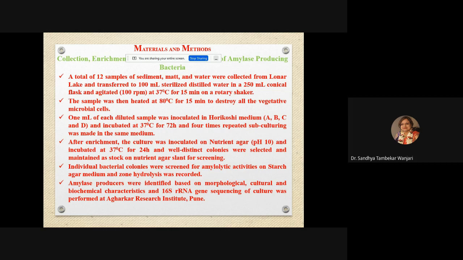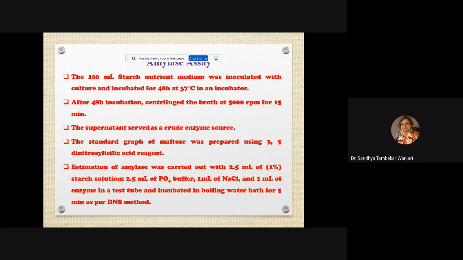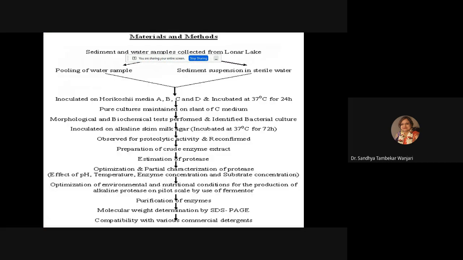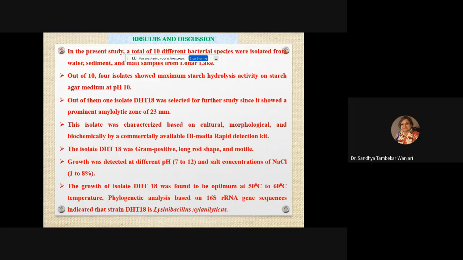the 16S rRNA gene sequencing at the Agharkar Research Institute of Pune. The amylase assay was carried out with the DNS method, that is the dinitrosalicylic acid method, and we estimated amylase in a certain amount. So this is the materials and methods in a full sheet.